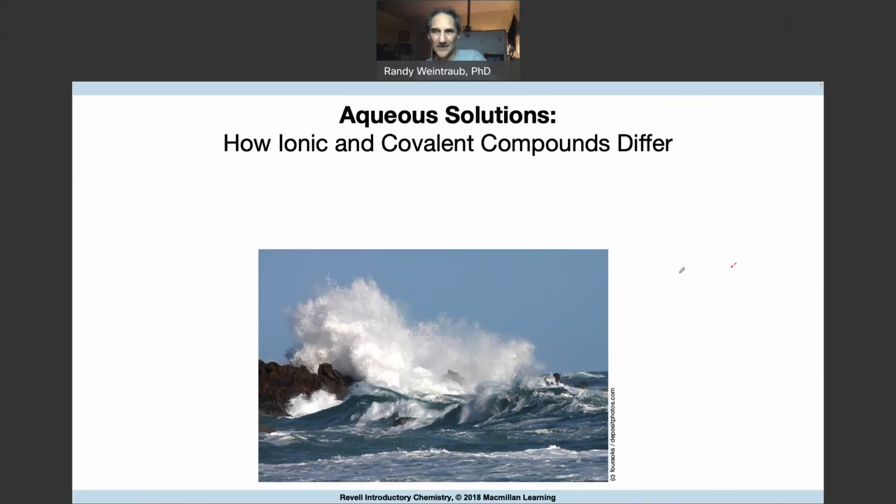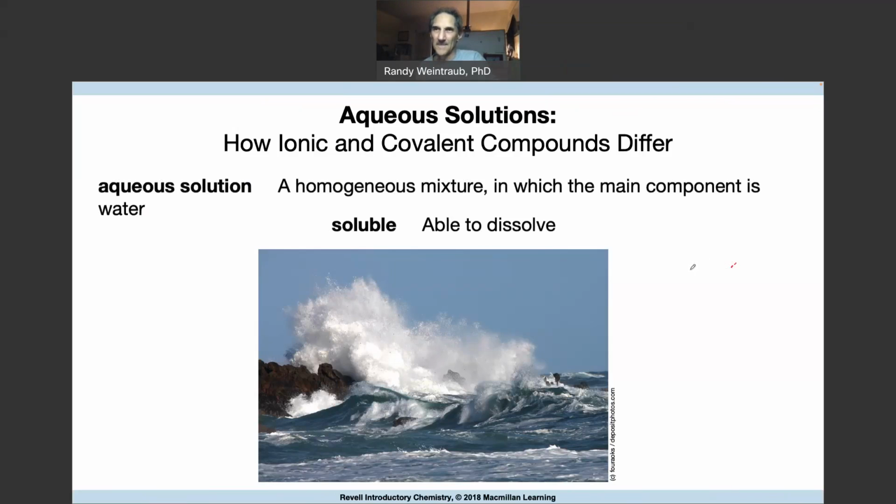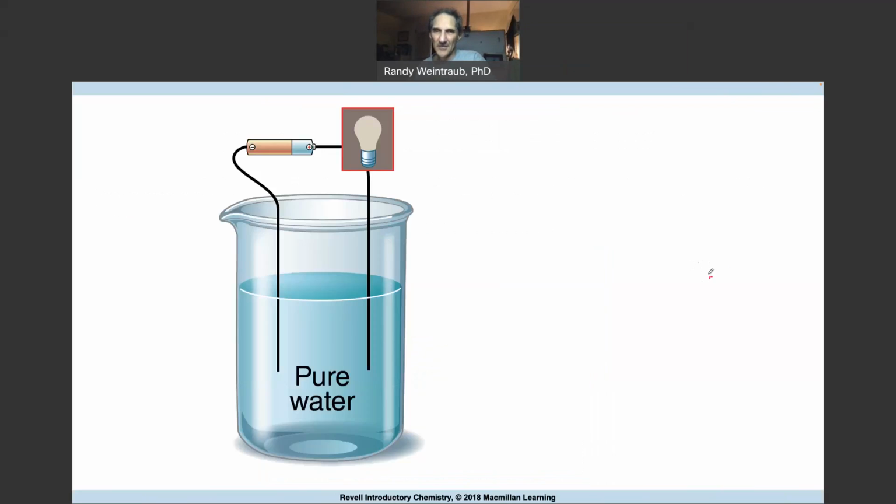What happens when a solid is dissolved? Compounds that dissolve in water are said to be soluble in water or water soluble. And those that do not dissolve in water are said to be insoluble. An aqueous solution is also a homogeneous mixture. Pure water is a poor conductor of electricity, for example.